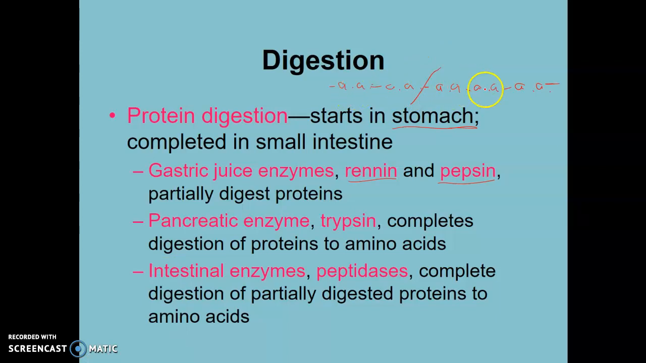So instead of having a 1, 2, 3, 4, 5 chain protein here, amino acid long protein, now you have a 2 and a 3 chain. Then down to a 2 and a 2 and a 1 chain. Pancreatic trypsin completes the digestion of proteins into amino acids in the small intestine. So the small intestine is where the completion of protein digestion occurs. Intestinal enzymes called peptidases complete that all the way down to amino acids. And so peptidases work in the small intestine. Okay, trypsin is a peptidase. Renin and pepsin work in the stomach.